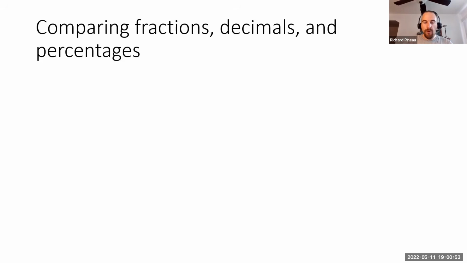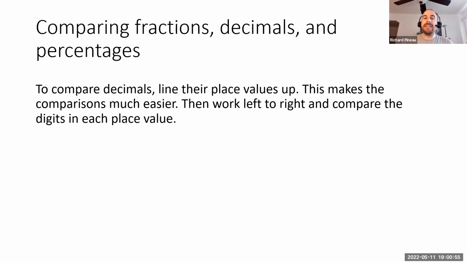All right, still more to go. All right, to compare decimals. This is important. This is something that we'll need a little bit later on in the course. We're going to have to make some comparisons between decimals, especially when we're trying to understand which is closest to certain numbers. So please pay attention. To compare decimals, we line their place values up. This makes the comparisons easier. And then we work left to right to compare the digits in each place value.